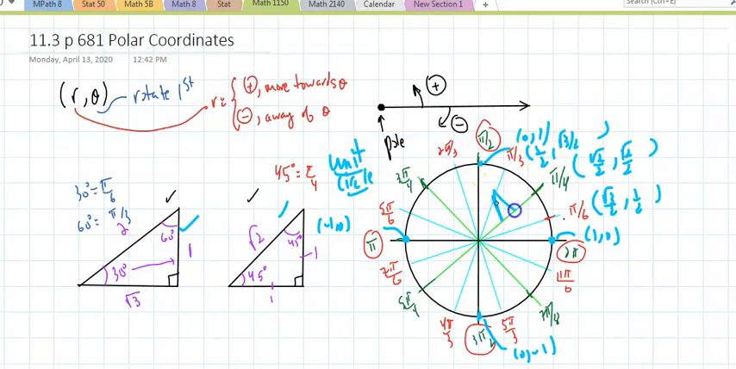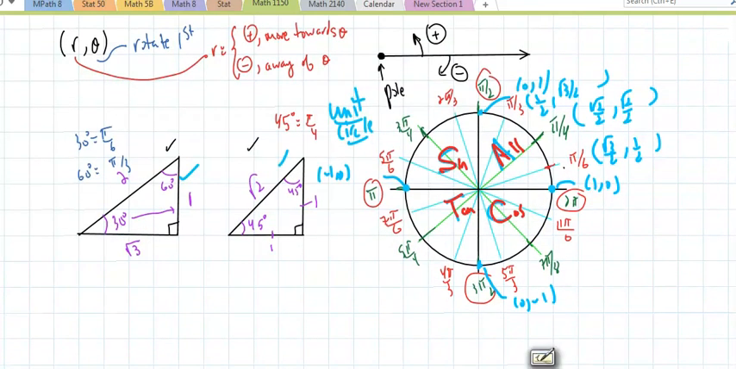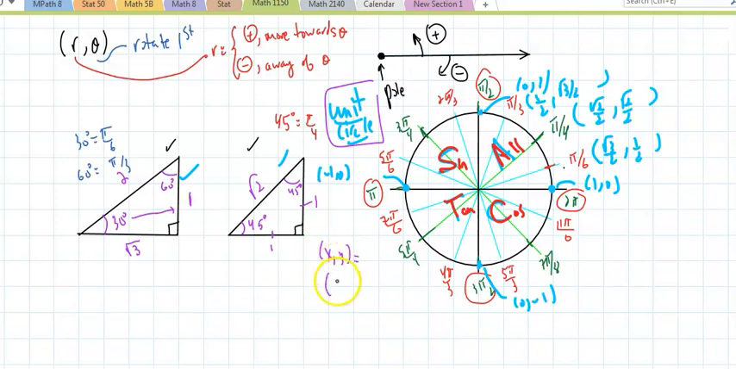And remember that All Students Take Calculus indicates all the trig functions are positive in quadrant 1. Only the sine is positive in quadrant 2. Only the tan is positive in quadrant 3. And only the cosine is positive in quadrant 4. Since if you have a unit circle, you could replace the x and the y by x becoming the cosine of theta and y becoming the sine of theta.